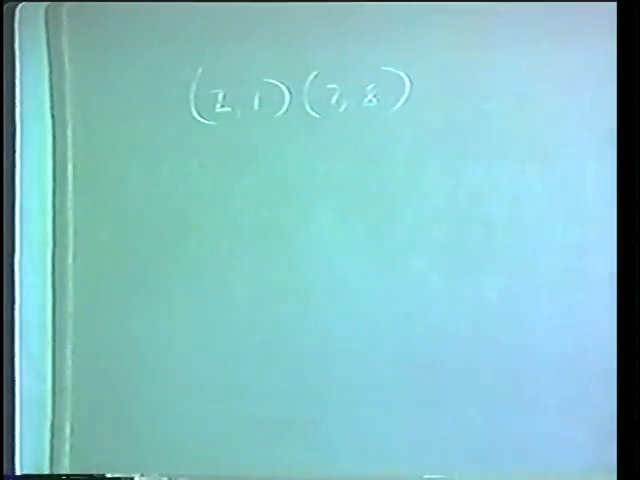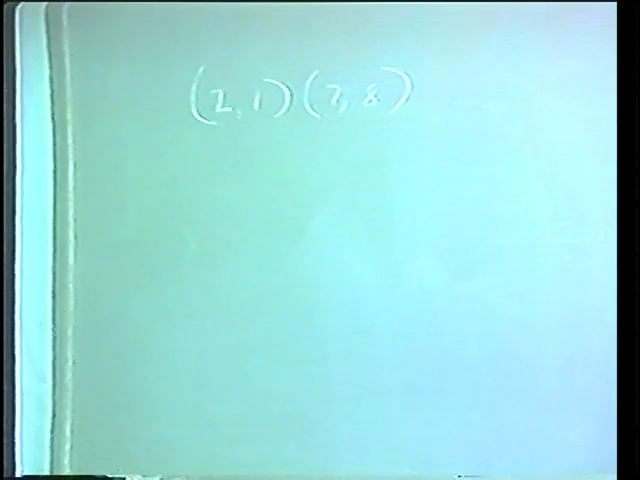On the board I have 2 points, the point (2, 1) and the point (7, 8). I have 2 points, I have a line. I know how to find the slope of that line and the length of the line, and what I'd like to do now is find the name of the line, the equation of the line that passes through these 2 points.